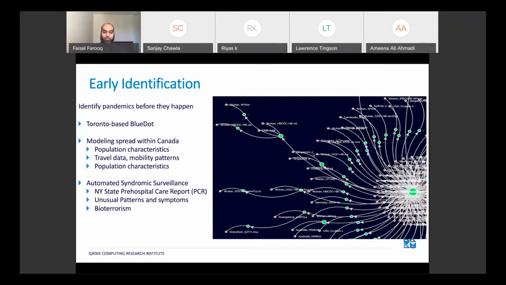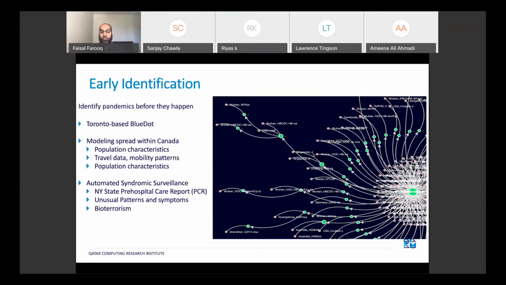And at the time, the driver wasn't really a pandemic; it was the post-9/11 era. People were worried about bioterrorism, and we had access. I was doing my PhD in New York, and we had access to New York State's pre-hospital care report forms.